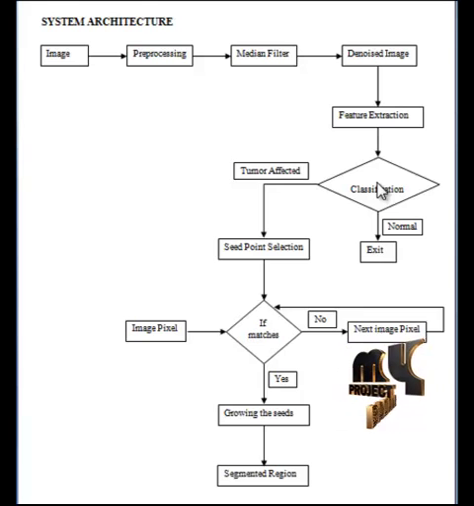Like this, using the KNN classifier, the images are classified into tumor affected or normal images. If the images are normal, then the process ends here. If the images are tumor affected, then we go to the process of segmentation. In the segmentation process, we are using region growing segmentation. The goal of image segmentation is to find the regions that represent the objects or the meaningful parts of the objects. We use region growing segmentation in order to segment the diseased part in the image.